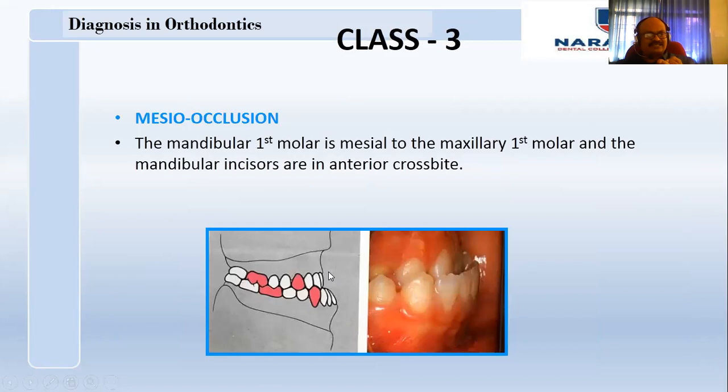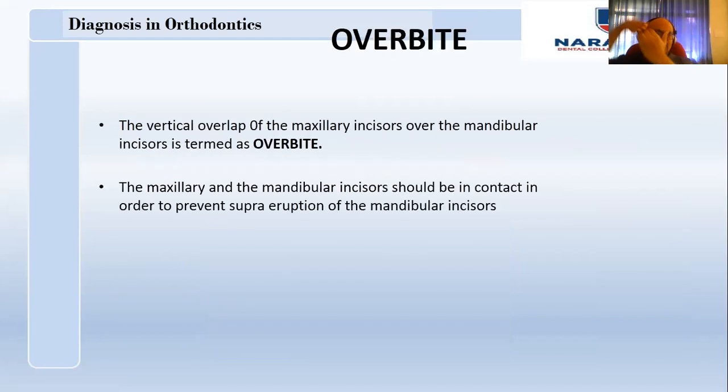Likewise, we have a class 3 condition. So when the mandible is prognathic, instead of the mesiobuccal cusp occluding in the mesiobuccal groove of the lower, it starts occluding in the distobuccal groove of the lower. So now we have noted down the sagittal relationship. You have noted down the transverse relationship. So come to the canine region. Same, you note down the canine relationship. Now you note down the overbite.